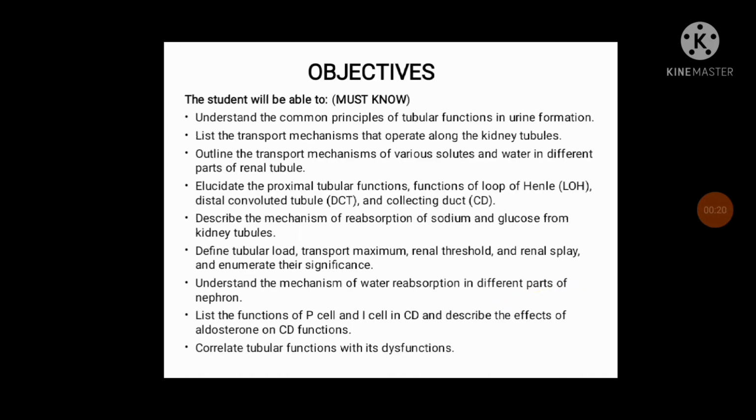The learning objectives of this class will be to understand the common principles of tubular functions in urine formation, list the transport mechanisms that operate along the kidney tubules, and outline the transport mechanisms of various solutes and water in different parts of the renal tubule. So, elucidate the proximal tubular functions, functions of loop of Henle, distal convoluted tubule and the collecting duct. Describe the mechanism of reabsorption of sodium and glucose from kidney tubules.